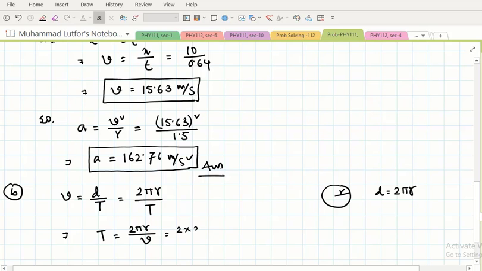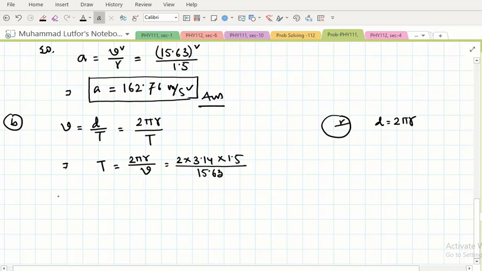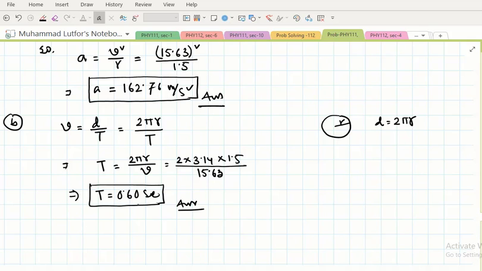So 2 times 3.14 times r, which is 1.5, divided by 15.63. That gives t as 0.60 seconds. So this is the time period of the stone before the string breaks. It takes 0.6 seconds to make one revolution. This is the answer to part B. Okay, thank you very much.